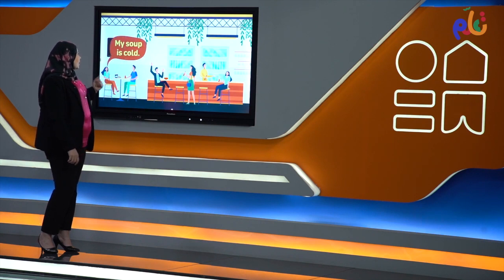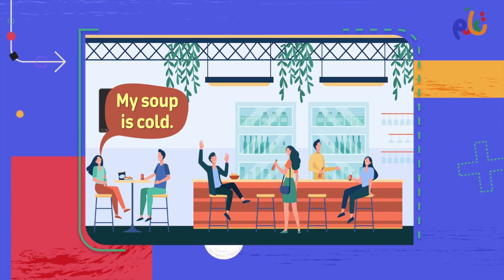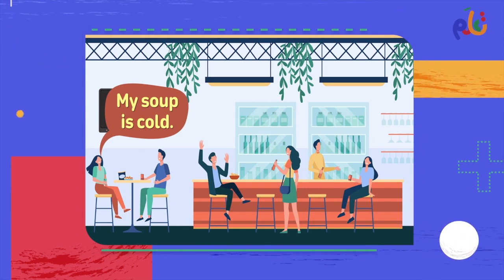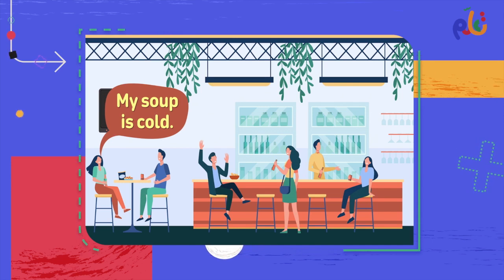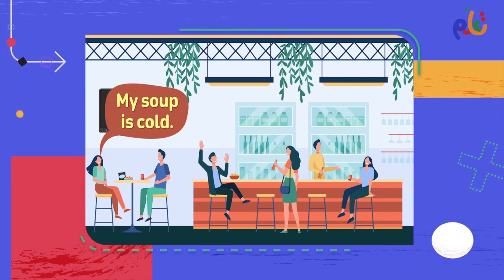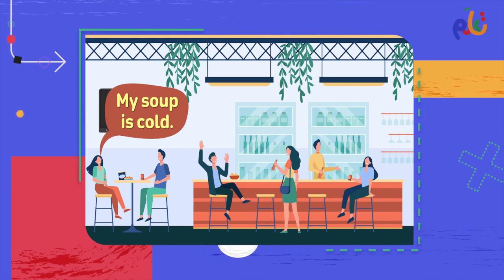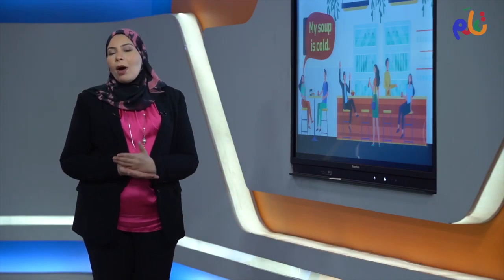So the first customer is saying, my soup is cold. So we're talking about a problem in the food. And of course, when we use this later, we can always exchange the word soup and put whatever we want. You can say, my coffee is cold. My drink is cold, it's going to be fine. Or my rice is cold, the fries are cold. So we can replace the word soup with anything that might be cold.